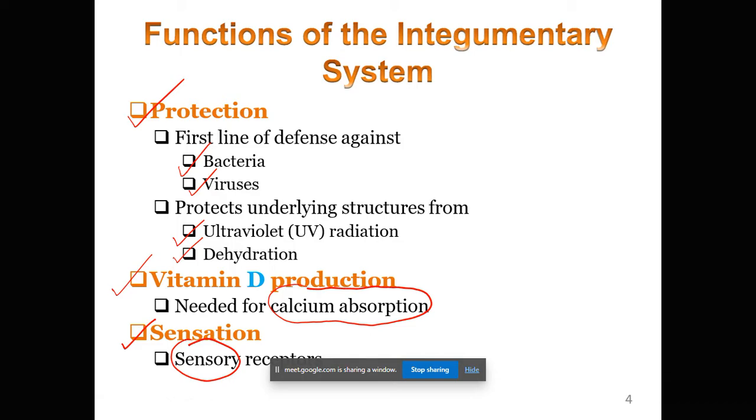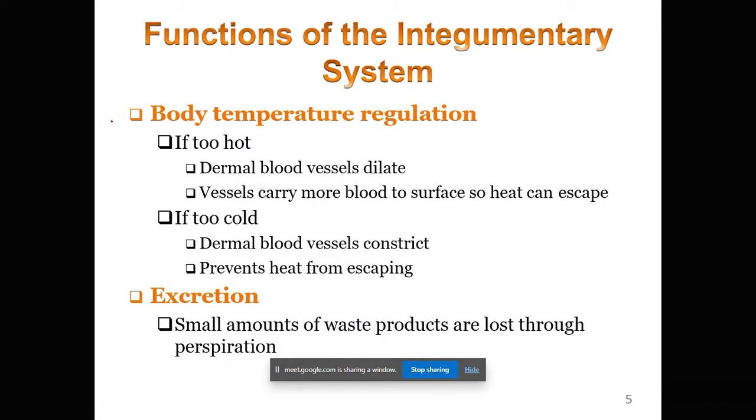Next is body temperature regulation. The fourth function is that it is involved in regulating body temperature. There are two conditions in which it plays a role. If the external environment is too hot, first of all the dermal blood vessels dilate. The vessels carry more blood to the surface, so heat can escape.